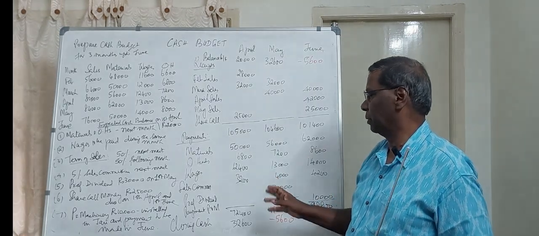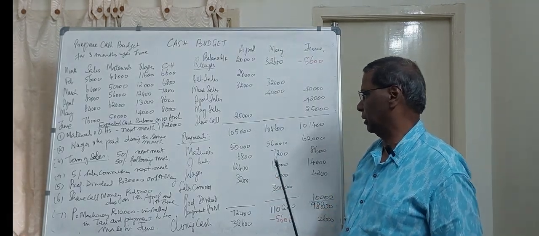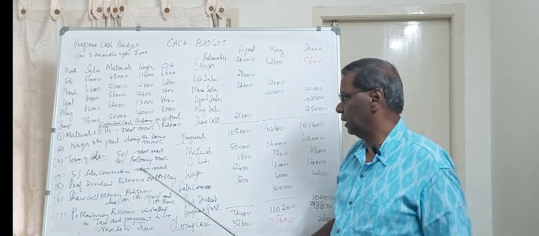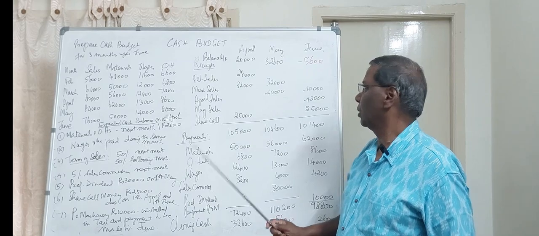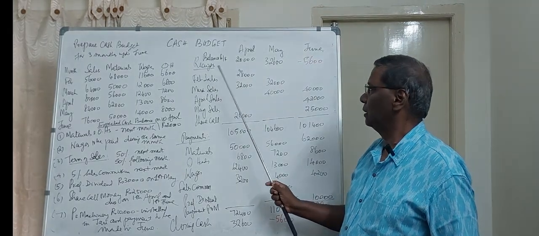So there's no problem. Then sales commission. How much sales commission do you have to pay? Sales commission will come in the next month. So what is the sales commission percentage? 5%. What is the sales for the month of March?